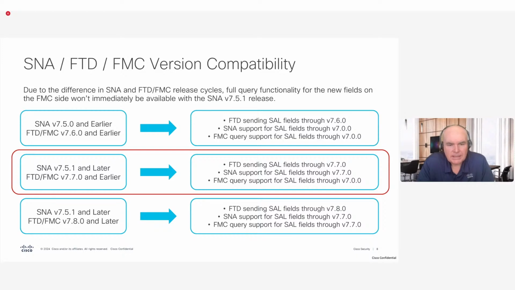What's next is that we're waiting for the firewall team to release 7.8. And obviously 7.5.1 already supports that, but we're waiting for them to play catch up. And we'll have additional fields that the firewall will be sending us in future versions. So that's all we're really trying to show you there. It's really a reference slide for you to make sure you have the right SNA, FTD, and FMC levels to see those additional fields.